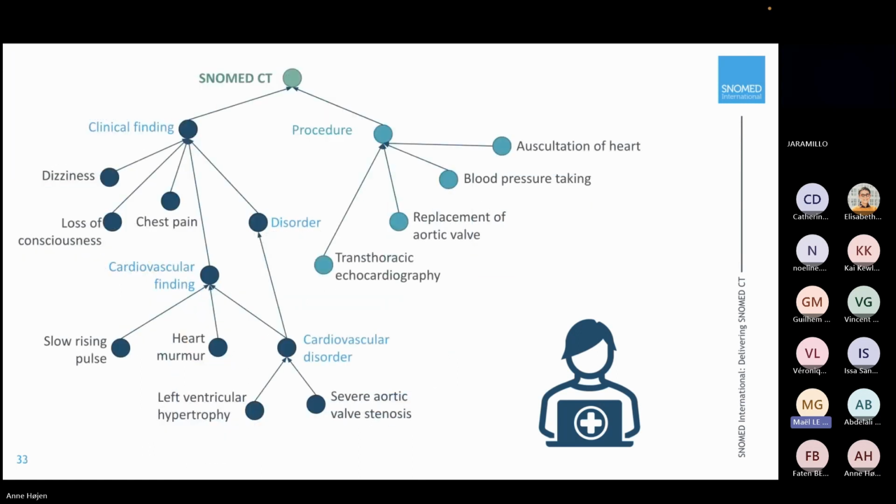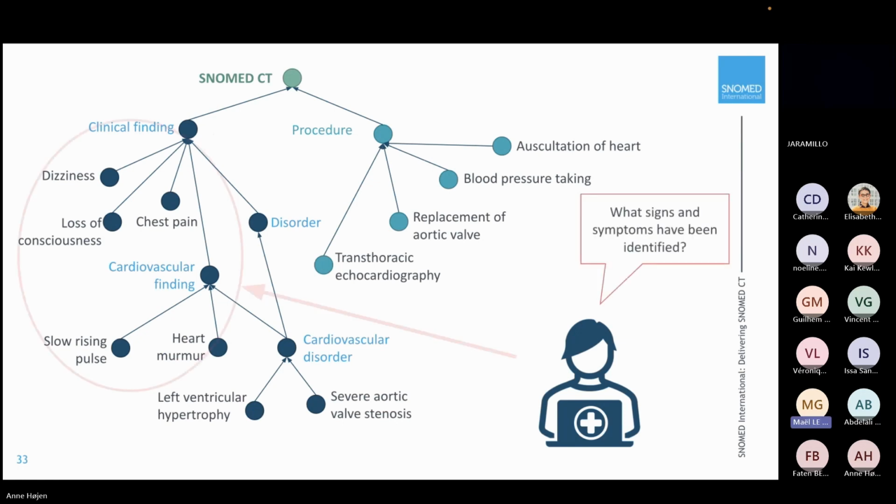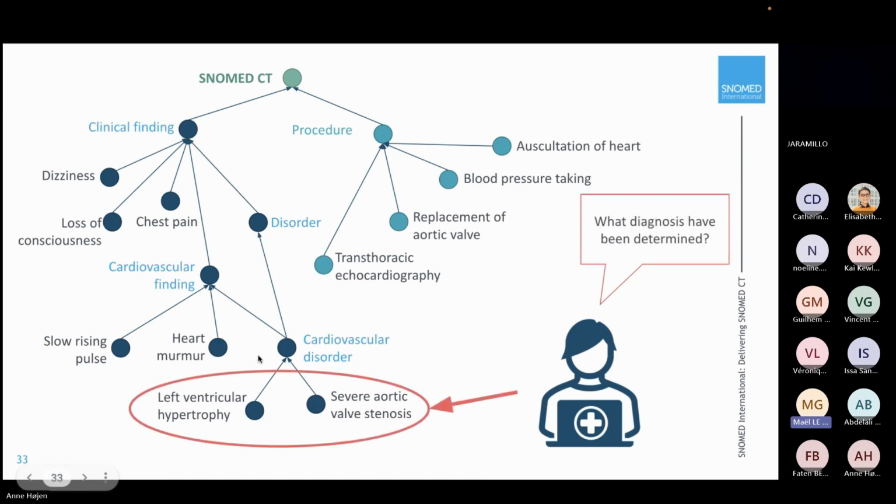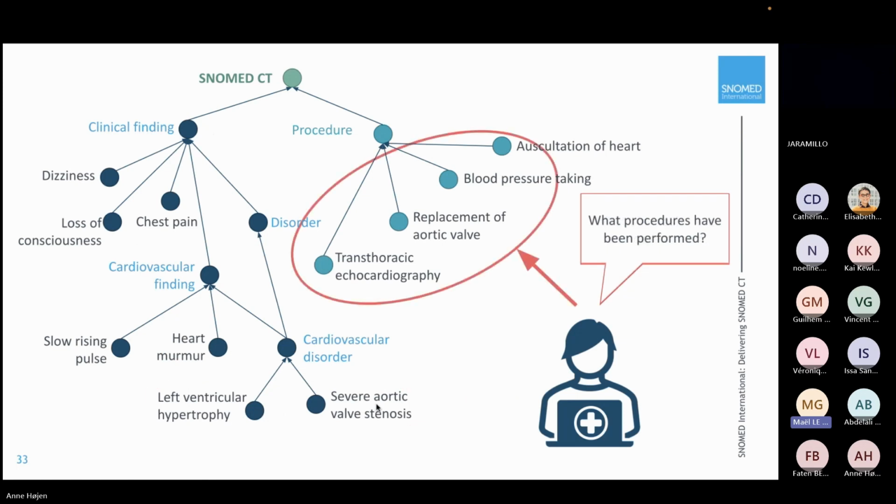Let's continue the example by looking just at some concepts in SNOMED. So this actually represents Robert's journey. You can see we have the clinical findings that were reported as signs and symptoms: dizziness, loss of consciousness, chest pain, a slow rising pulse, heart murmur. Then there were also some disorders identified: the left ventricular hypertrophy, the severe aortic valve stenosis. A range of tests were performed: auscultation, blood pressure, replacement of the aortic valve, and transthoracic echocardiography.